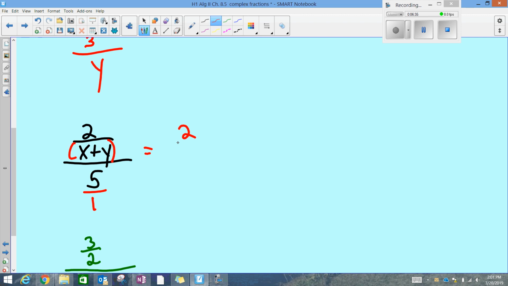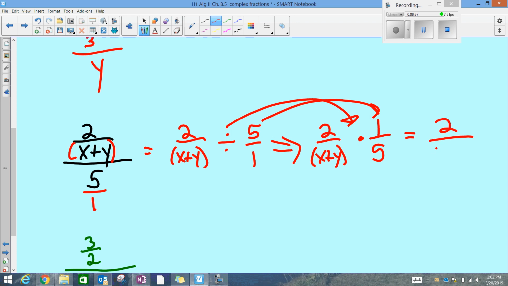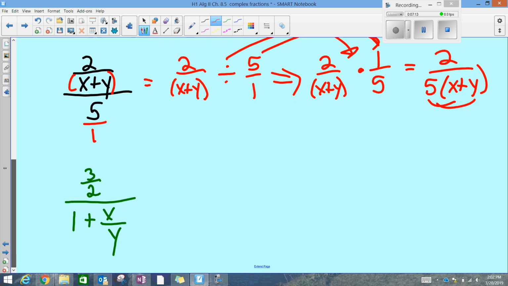So now, this problem is 2 over x plus y divided by 5 over 1, which again can be written as 2 over x plus y times 1 over 5. Again, I'm changing it to multiplication and flipping the bottom. Then I multiply across, and I get 2 over 5 times x plus y. Okay, and again, if you wanted to distribute that, you could, but I recommend not distributing that. Okay, the last problem is where the little tricky part comes in.